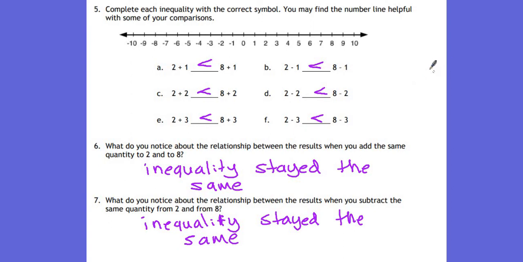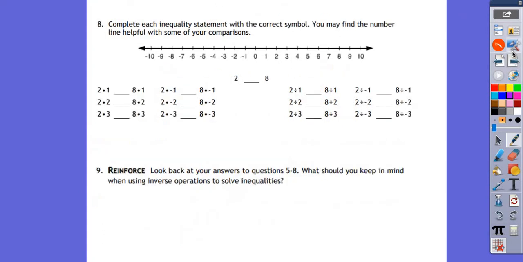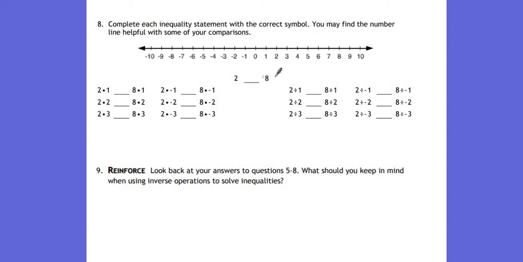Okay, so we looked at adding and subtracting. What do you think we're going to look at next? Multiplying and dividing by different types of numbers. So 2 is what with 8? What inequality? Less than. Okay, it looks like this column is multiplying by positive numbers. This column is multiplying by negative numbers. Dividing by positive, dividing by negative.